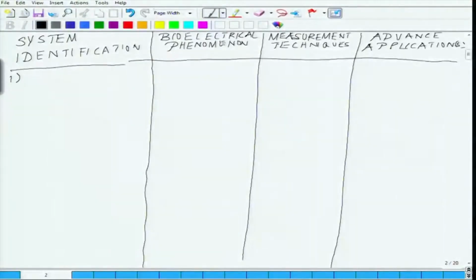So, this is our system 1. Basically, we will be talking about inanimate objects of biological origin as the first one.